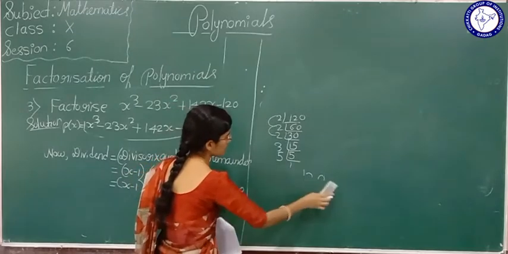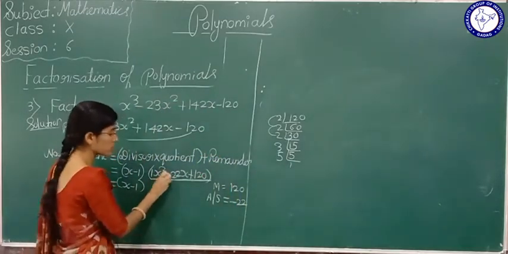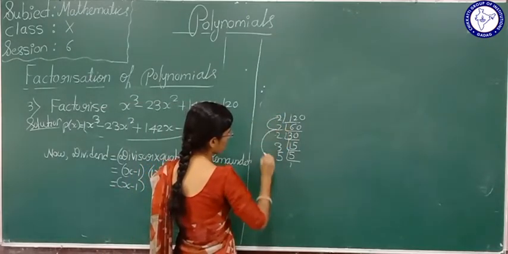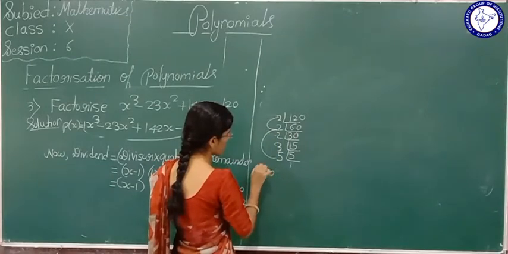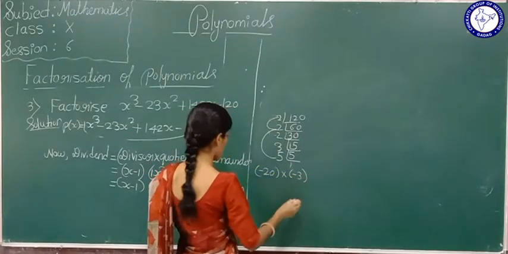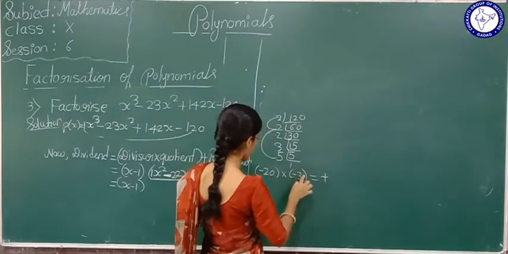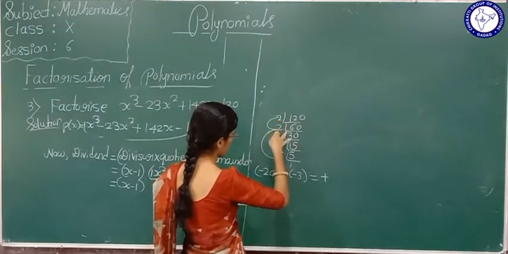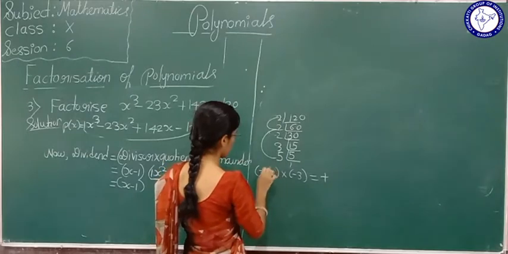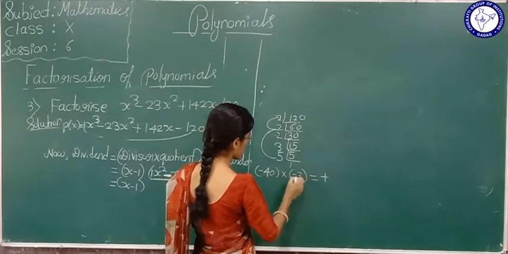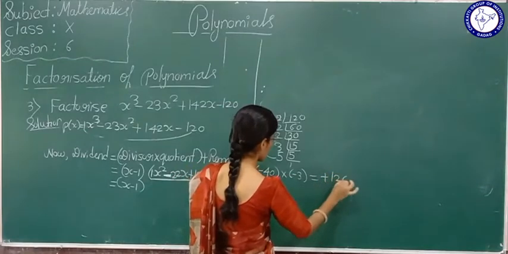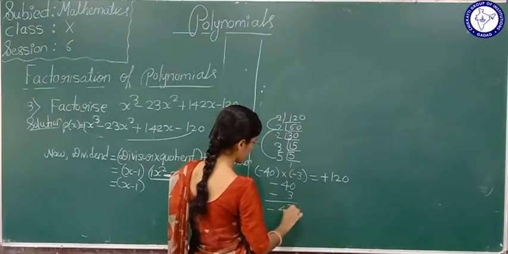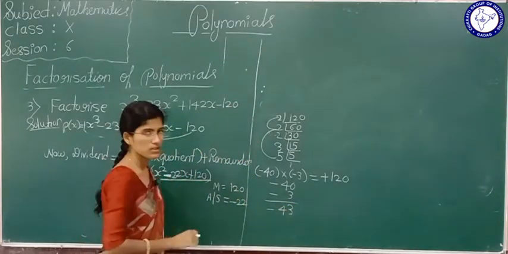Then minus 22 should come. We will see, 2 2s are 4, 4 5s are 20. If you take minus 20 into minus 6, it will come plus 120. 2 2s are 4, 4 2s are 8, 8 5s are 40. Minus 40 into minus 3 will be plus 120. If you take minus 40 minus 3, it will be minus 43. But what we want here? Minus 22. This is also not satisfying.